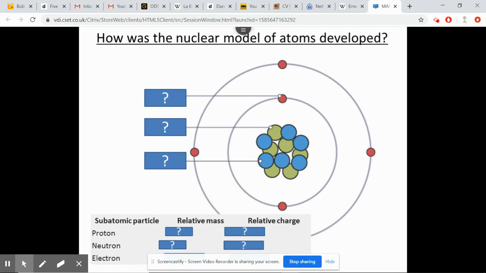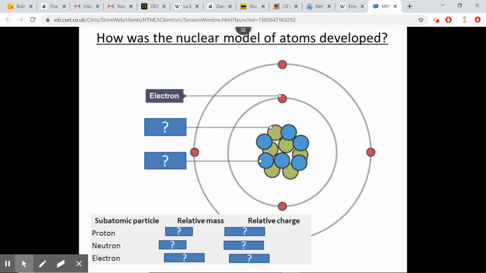Your starter for today is, can you fill in the gaps? What I'd like you to do is pause the video and think for a couple of minutes about what is going to go behind those question marks. Pause the video now, and then we'll go through the answer in just a minute.